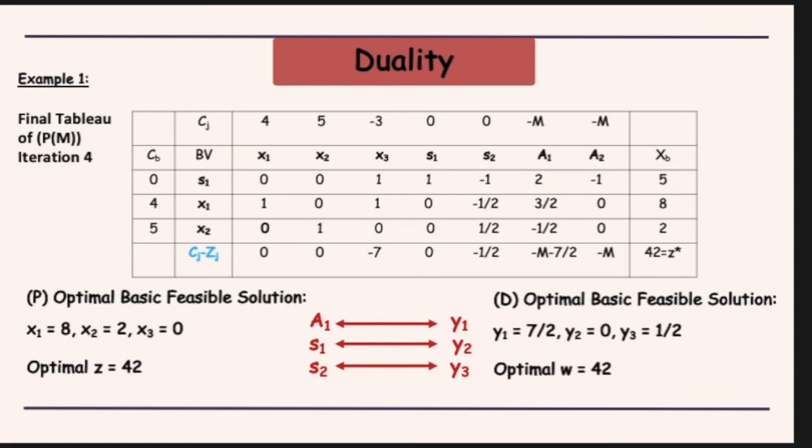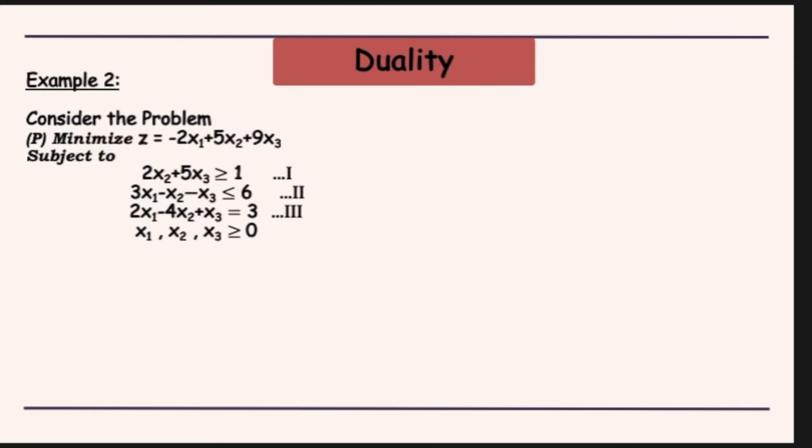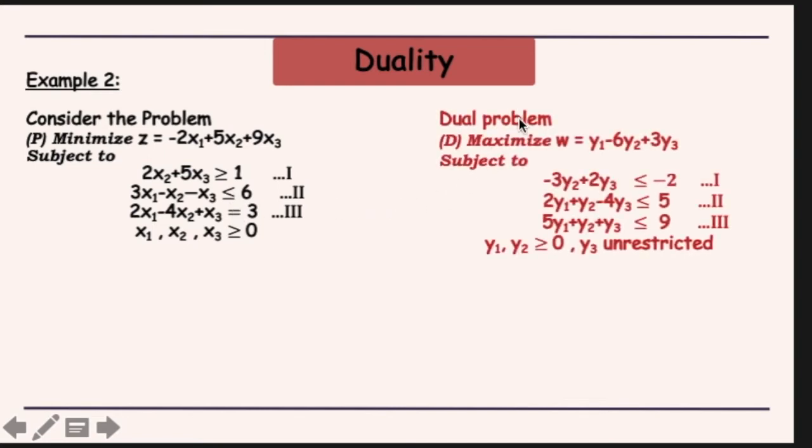This is the case of maximization. Now I will consider another case, which is a minimization problem. So we have here a minimization problem which has again a mixed set of constraints, a greater than equal to constraint, a less than equal to, as well as an equality. So corresponding to this is my dual problem. So here again I have all less than equal to constraints, and my objective function is a maximization function, and the third variable is unrestricted because here the third constraint is an equality constraint.